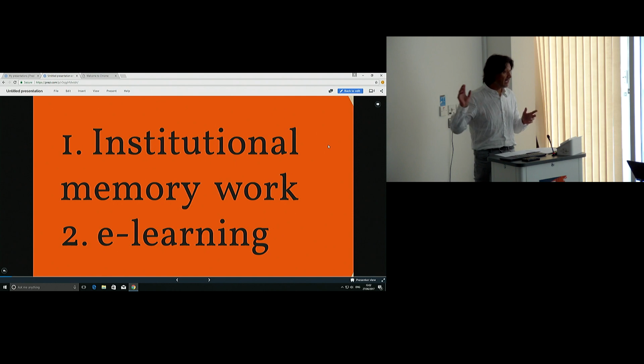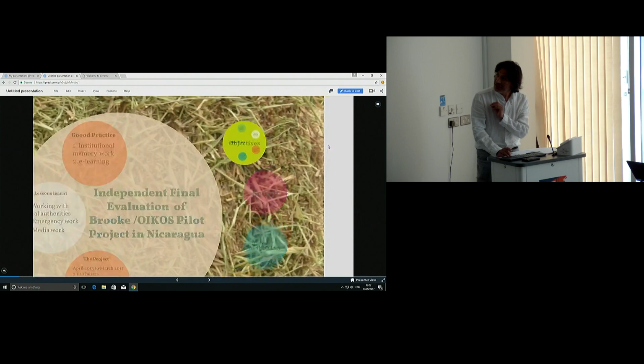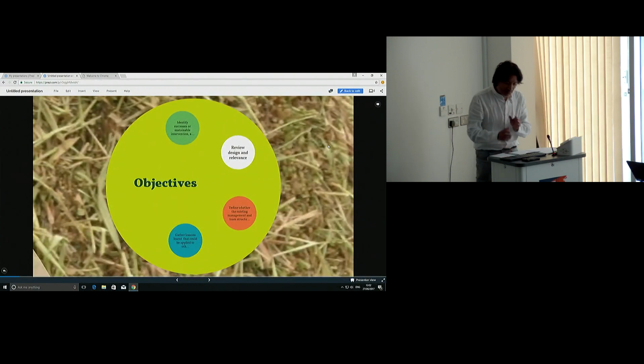So for the evaluators, that was a good practice, and the e-learning is a module they want to create for parabets. At the time of the evaluation, those were just plans. Well, now those are the main findings from the evaluation. Let's look at the objectives of the evaluation.